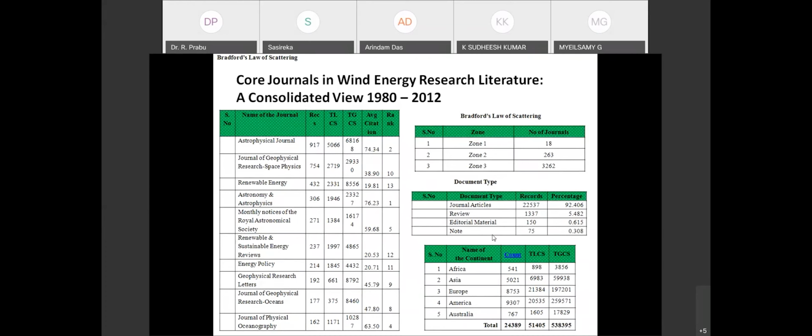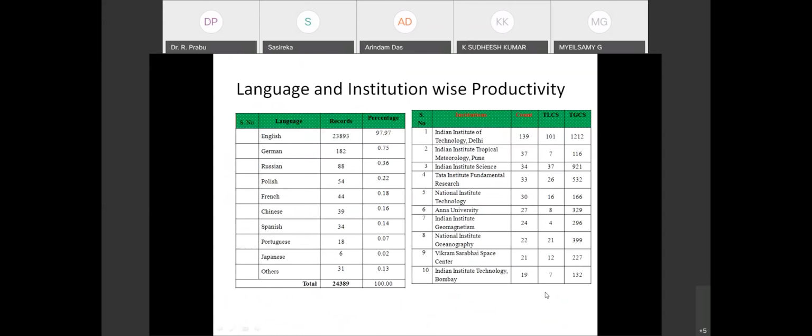Overall, we are able to analyze the document types published in the area of wind energy from the year 1980 to 2002. This we have already seen. Now this is the language and institution wise productivity. In which language are the articles being published? English is predominant, with more than 90% of the articles published in English, and other languages were also identified through the analysis.